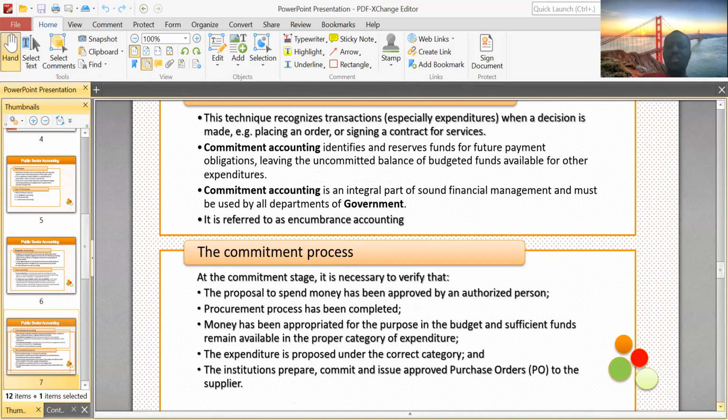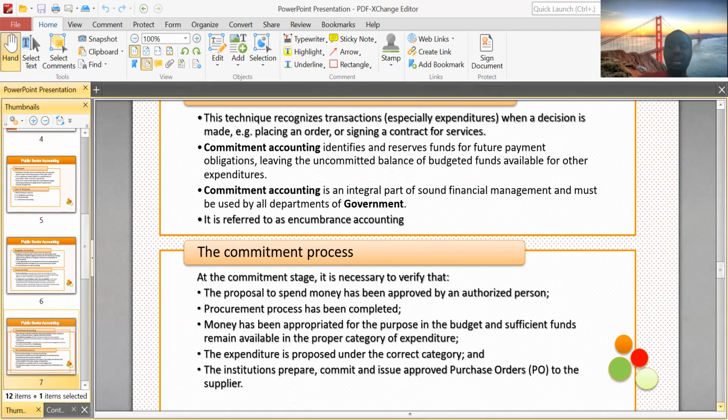The institutes prepare, commit, and issue approved purchase orders. The PO is very, very important. And we also want to make sure that money was appropriated for the purpose for which you are spending in the budget. You don't want any extraneous expenditures. So you want to make sure that money has been approved.